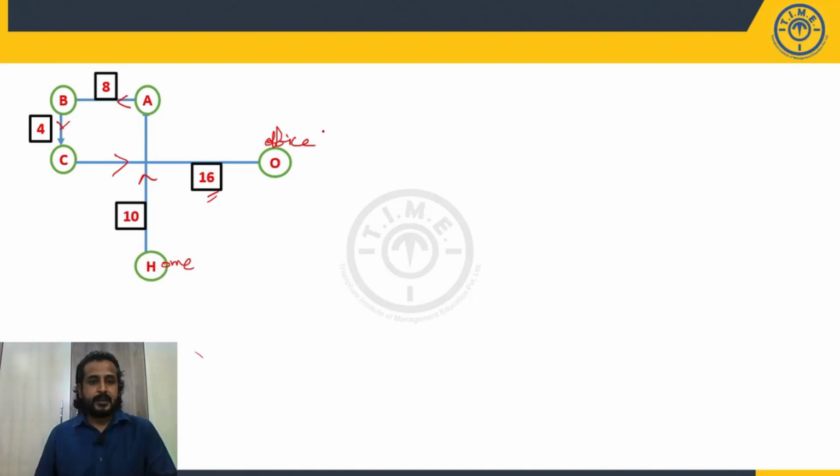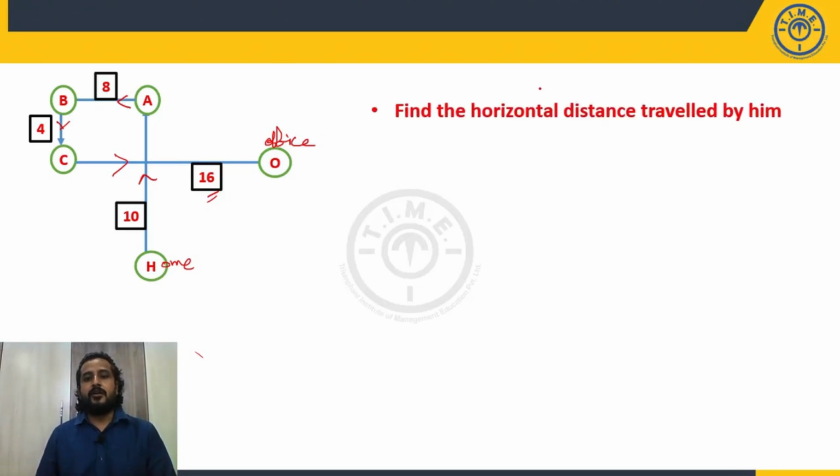Okay. Now let's discuss all the question types. What is the first one? Find the horizontal distance traveled by him. Simply, what are the horizontal directions? Earlier we discussed, what are the vertical directions? North and south. What are the horizontal directions? East and west. So forget about the vertical, and just talk about the east and west.